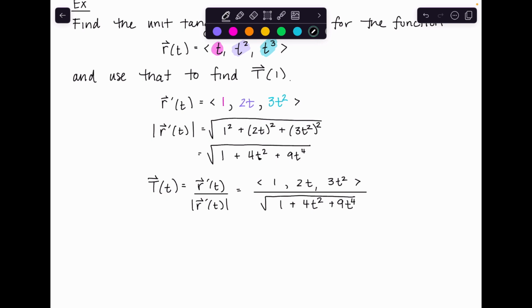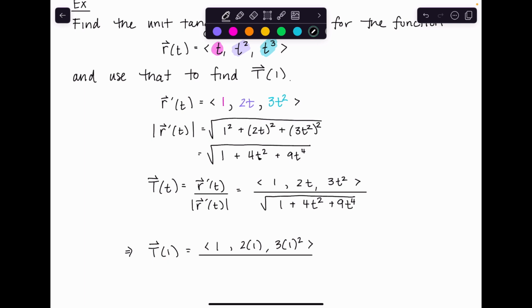So you'd have to take each component and divide it by this radical. I'm not going to write that out component-wise because that would be a very long vector then. But this then tells me for any value of t what the unit tangent vector is, which again gives me the direction of my tangent line. So specifically, they ask us to use this to find T of 1. So all I'm going to do is plug 1 in for all of these values of t.